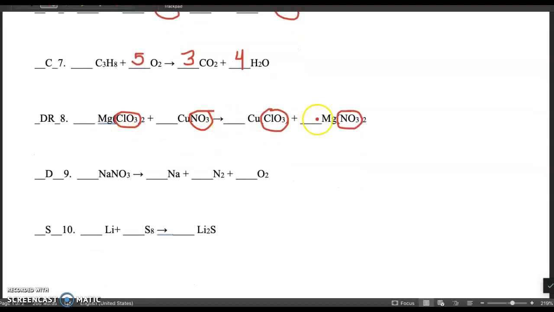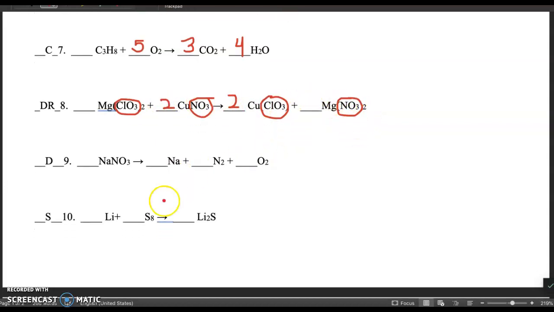1 Mg, 1 Mg, 2 ClO3s, only 1, so I got to put a 2 here. Gives me 2 coppers, so I need a 2 here. That gives me 2 NO3s, 2 NO3s, and I'm balanced.